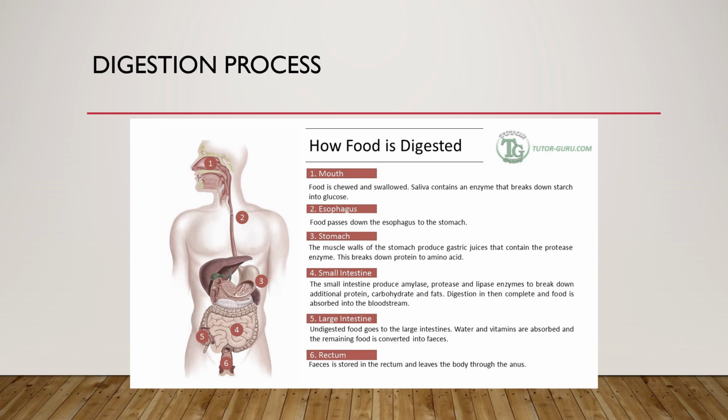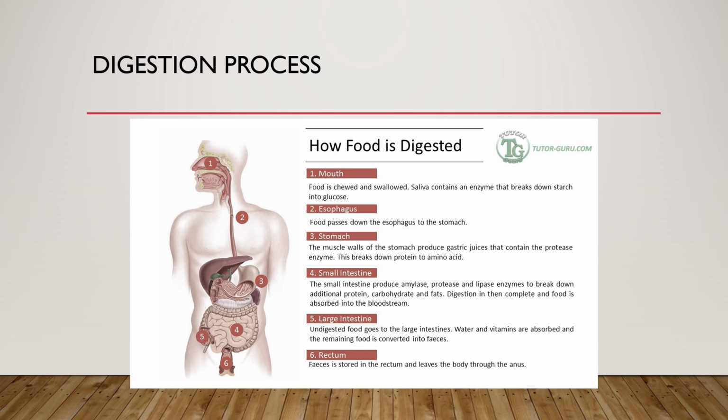Now the third point, you will see the stomach. The muscle walls of the stomach produce gastric juices. Okay, now those juices contain the protease enzyme. This breaks down protein into amino acids. So the breaking down of protein into amino acids happens inside the stomach.